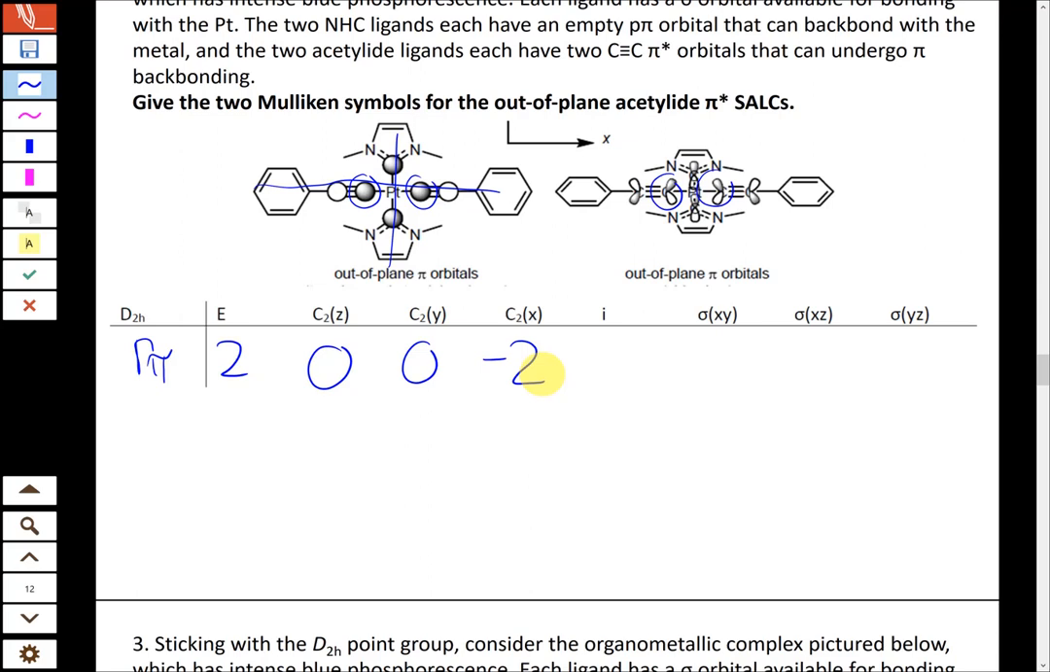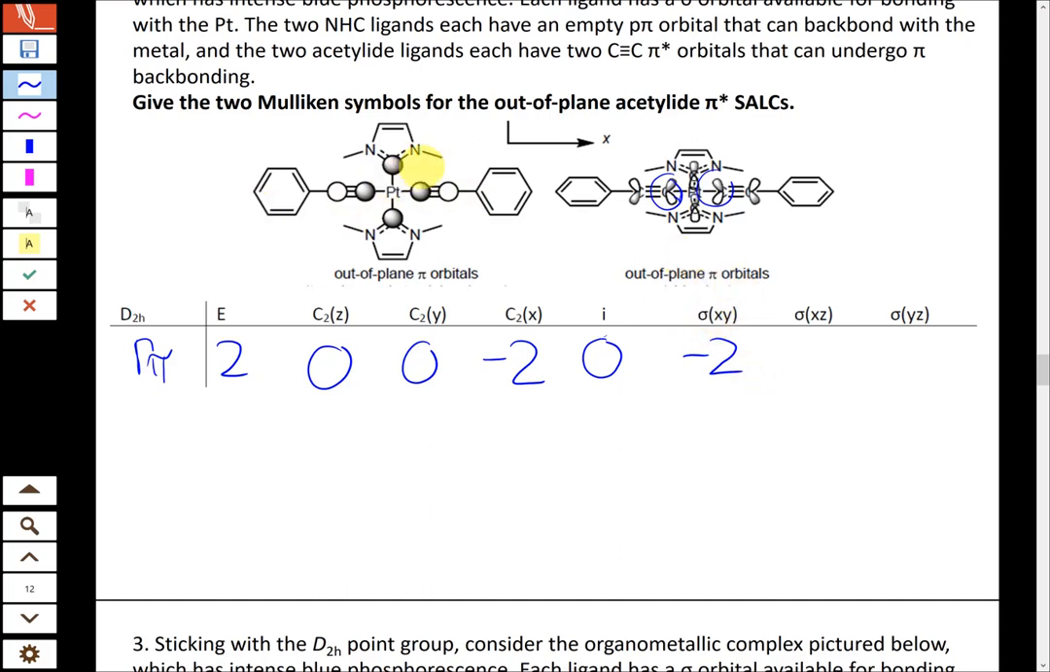And then what we get for inversion is 0 because they invert onto each other. For the xy plane, which is the plane of the molecule, that's going to reflect this perpendicular p orbital that's facing up and reflect it now facing down with the shaded lobe going down, or again reflecting those two onto each other. So we get -2 for sigma xy. We change the signs of both of those p orbitals under that operation because they're perpendicular to the xy plane.